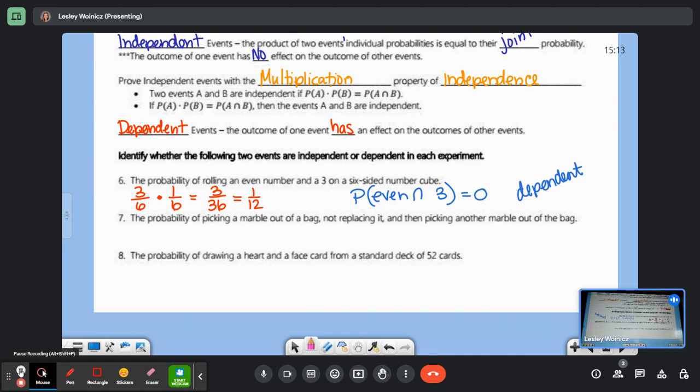Everybody okay with that? Yes. Because of the words without replacement, that makes it dependent. Thank you very much. So those were dependent. Not replacing it, dependent.